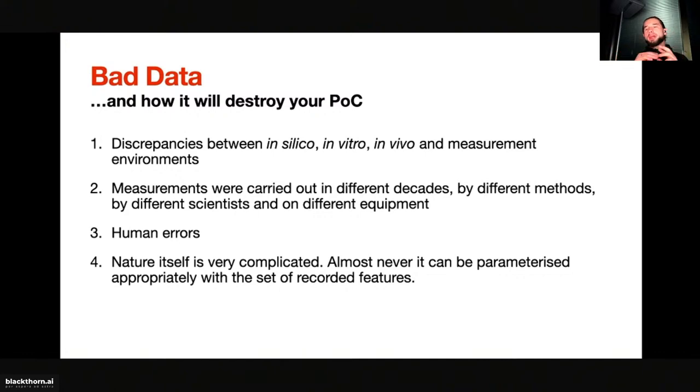And if you cannot describe it, you cannot parameterize it. And this is what we want to do. If we want to predict properties, we have to parameterize the objects that we are going to work with. Until we do that reliably, it is hard to expect any good results, and we still fail. Having all that in mind, let's get back to different decades of measurements.